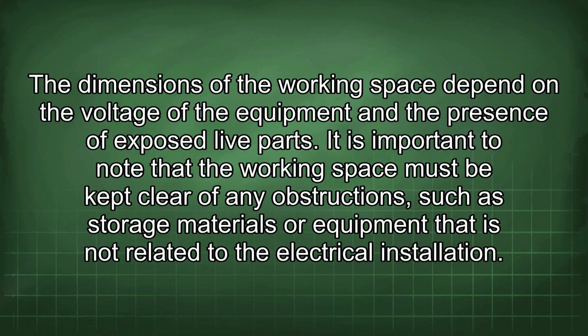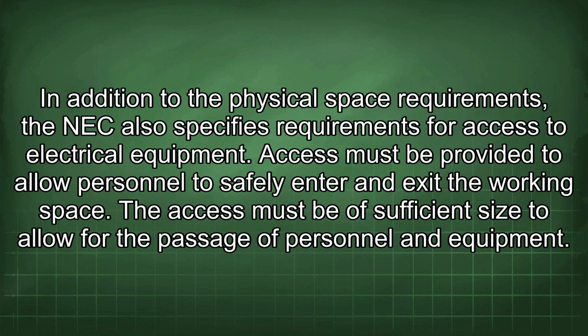It is important to note that the working space must be kept clear of any obstructions such as storage materials or equipment that is not related to the electrical installation. In addition to the physical space requirements, the NEC also specifies requirements for access to electrical equipment. Access must be provided to allow personnel to safely enter and exit the working space. The access must be of sufficient size to allow for the passage of personnel and equipment.